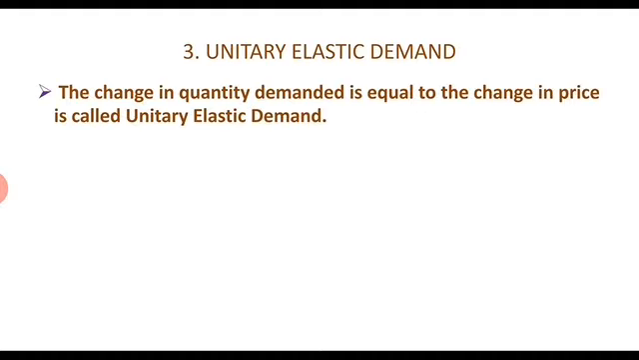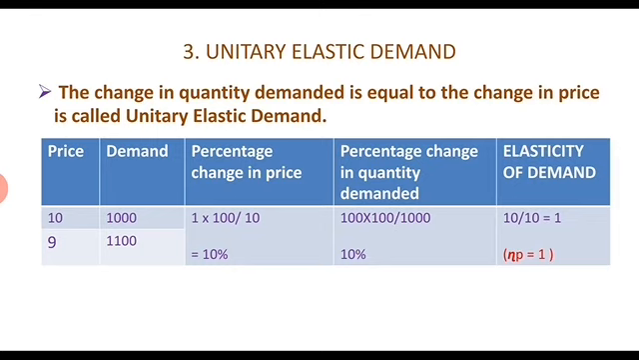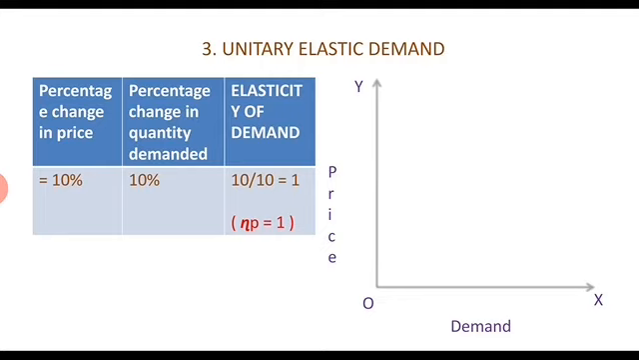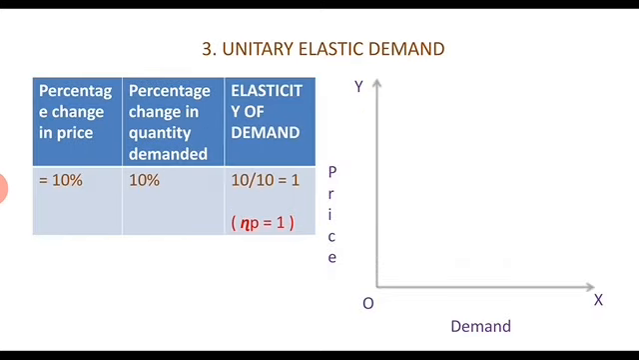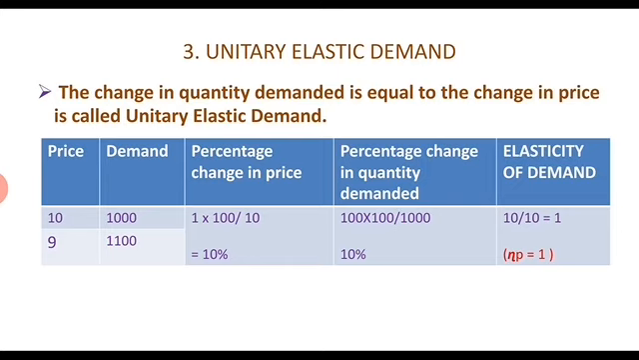Third one, unitarily elastic demand. When the change in quantity demanded is equal to the change in price, it is called unitary elastic demand. In this table, the percentage change in price is 10%. The percentage change in quantity demanded is also 10%. 10 by 10 is equal to 1. Eta p is equal to 1. Unitary elastic demand is equal to 1.